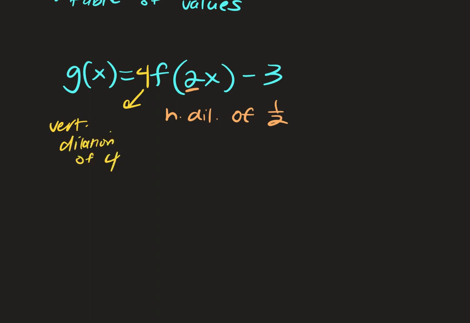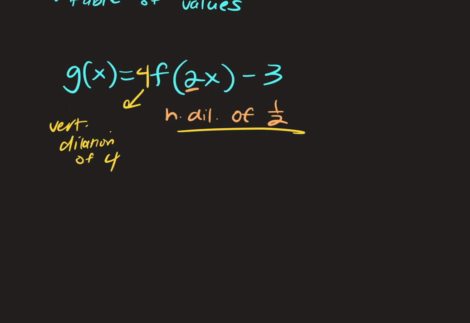So it's a vertical stretch and a horizontal what? This would be a horizontal... So if it's bigger than 1, it's a compression. If you take your x values and cut them in half, what's happening to it? It's getting closer to your y-axis. So it's compressed. Yep.